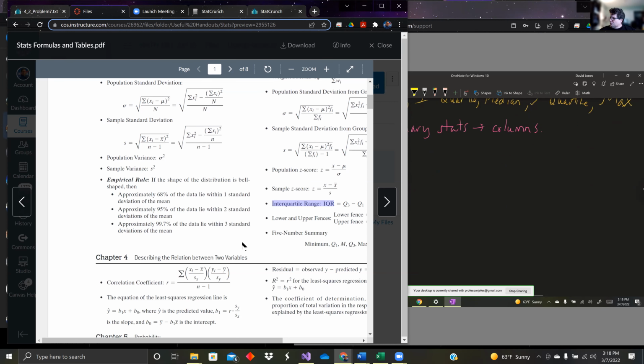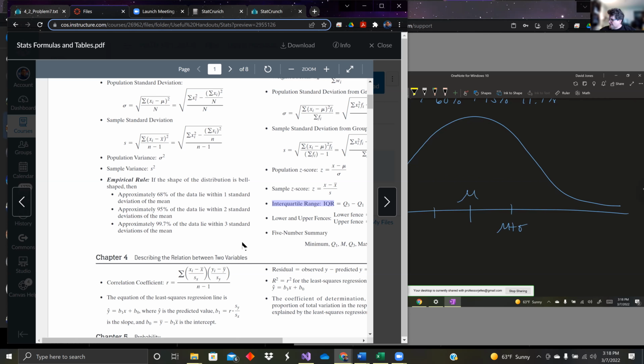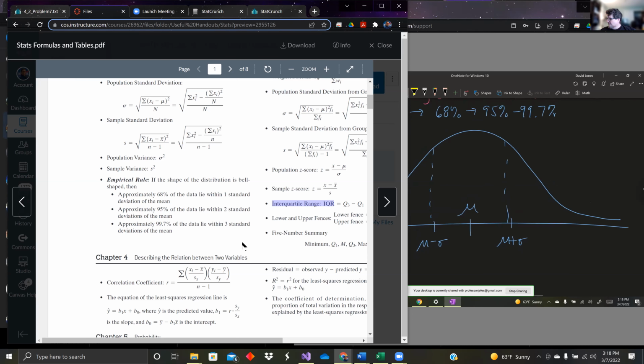This is when we started looking at the empirical rule. This was our 68%, 95%, and 99.7%. We've got the mean in the middle, and we go out 1 deviation in either direction. This region has 68% of the data. If I go out another deviation either direction, now we're 2 deviations out.